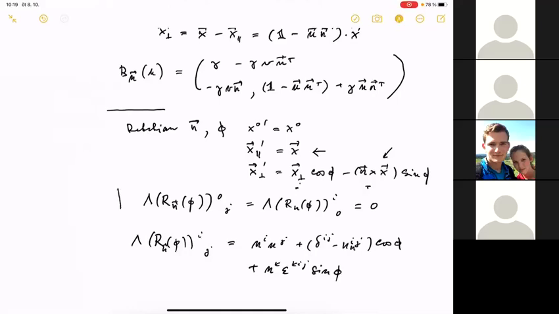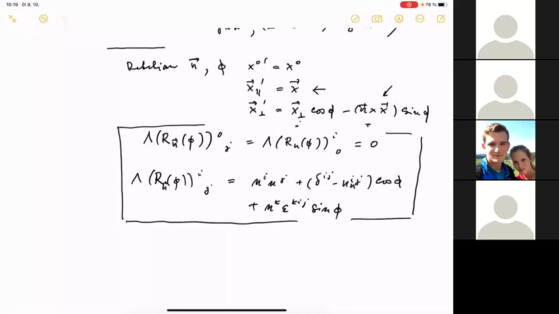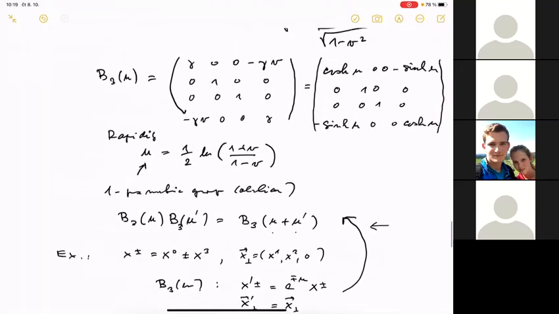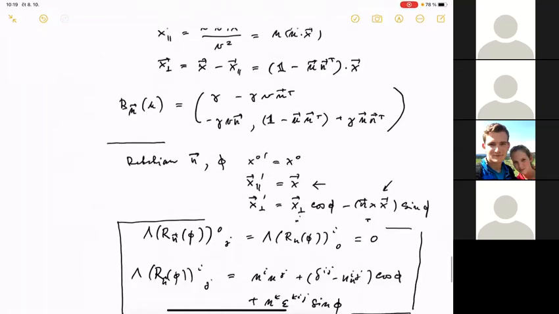So this is rotation around an arbitrary axis by angle phi, and again if we fix n, we obtain again an abelian one-parametric subgroup, and the corresponding composition rule is given by this prescription.